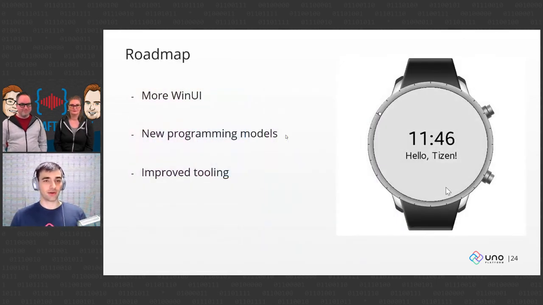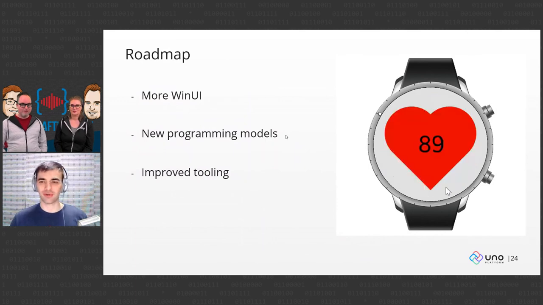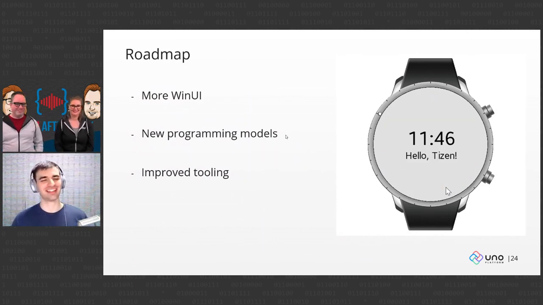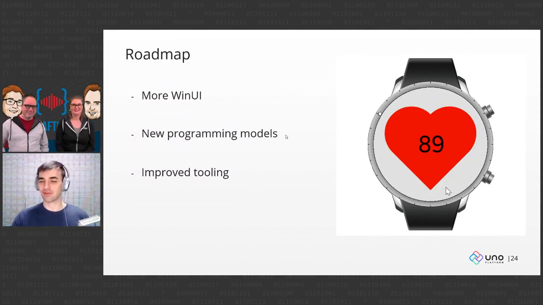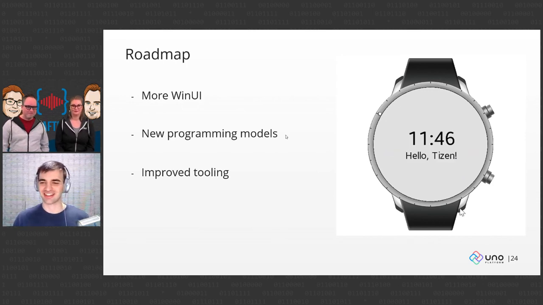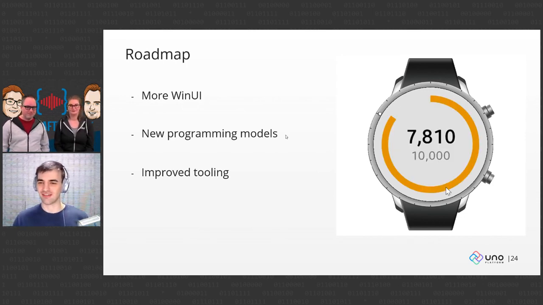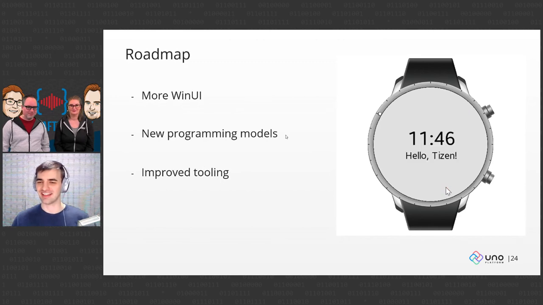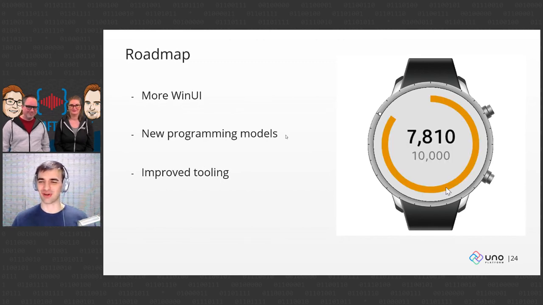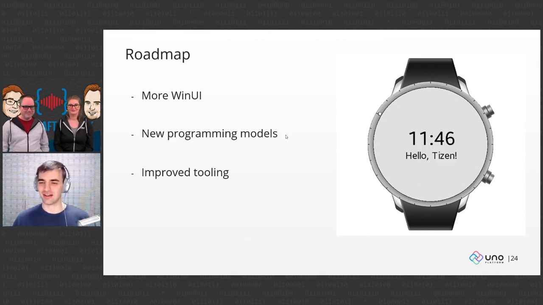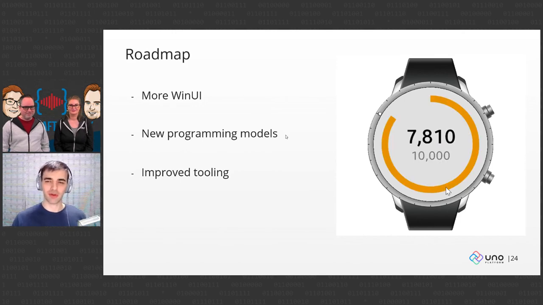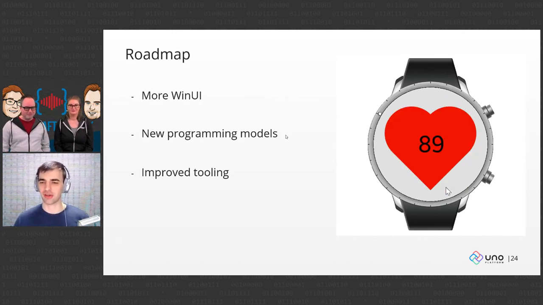All right, and the roadmap, of course, more WinUI. There's your watch. There's the watch, yeah. That's an example of Uno platform running on the watch. It's Tizen. I didn't have any live example, so at least this as a sample should work. It's the Tizen emulator running on Windows showing a Uno platform application.